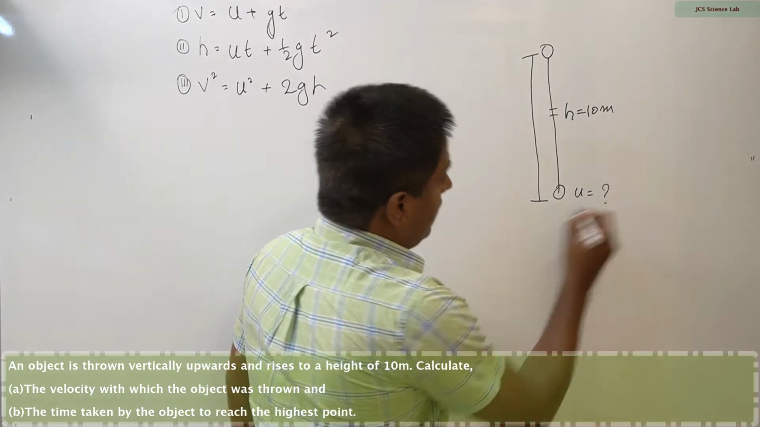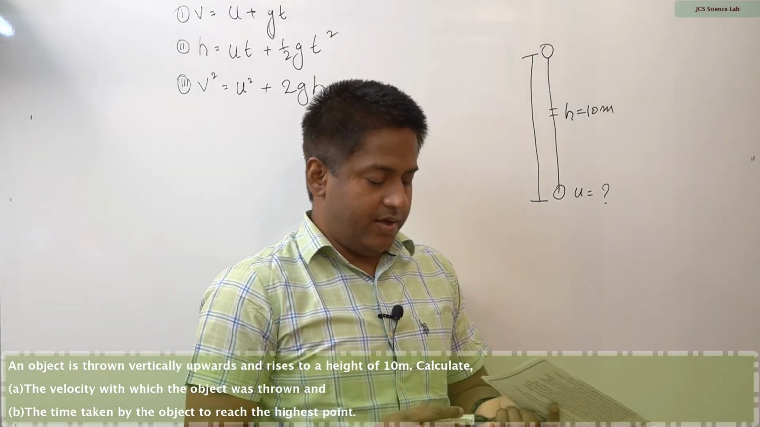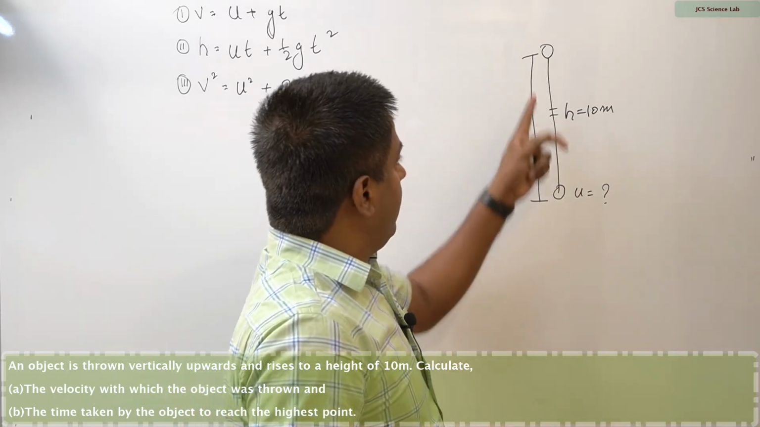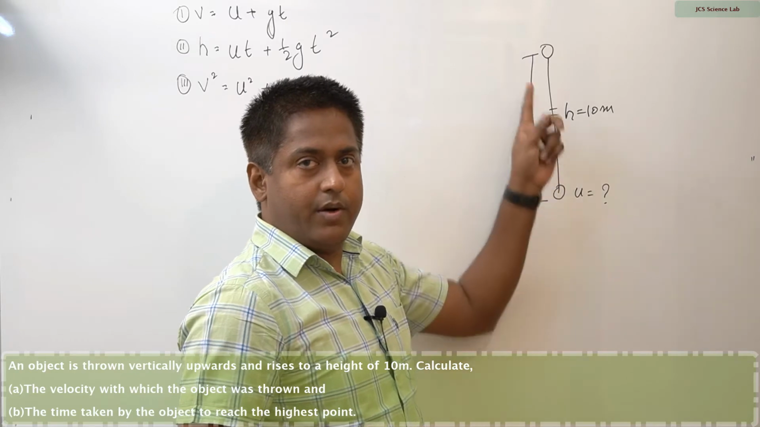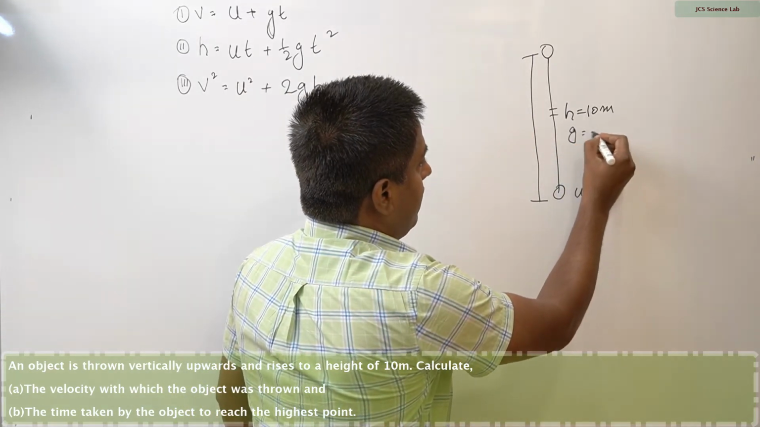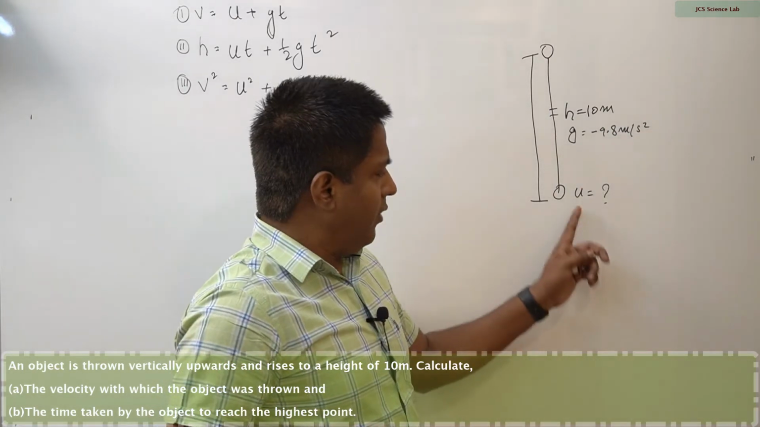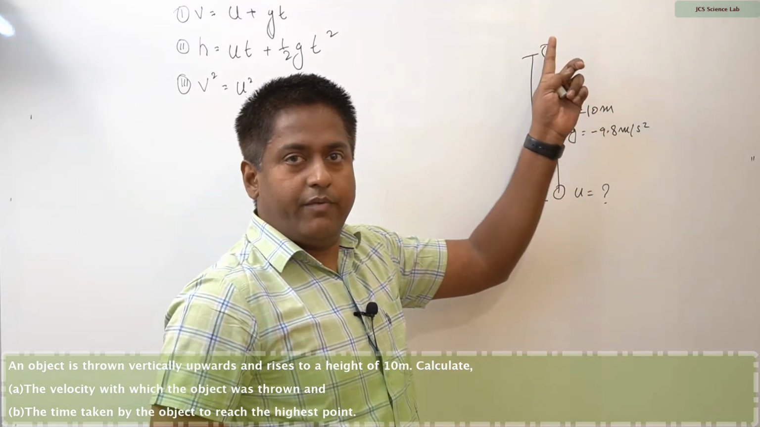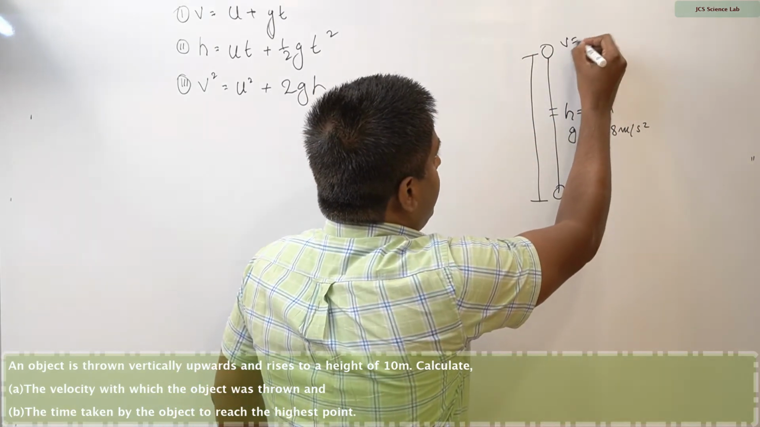You need to find out the initial velocity and the time taken by the object to reach the highest point. This is the question. Simple question. When an object is thrown upward, its acceleration would be negative 9.8 meter per second square. That is for sure. U is not given. Height is given, 10 meter. At the highest position, V will be 0. It stops. V is 0 here.